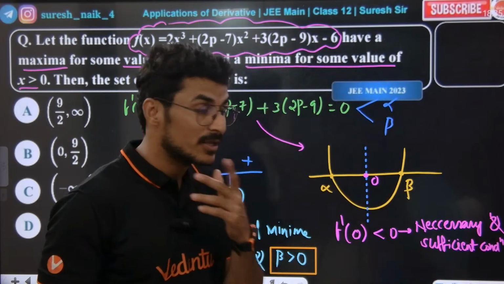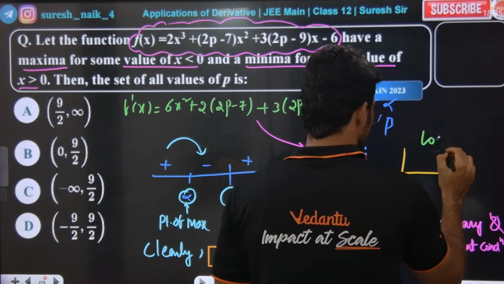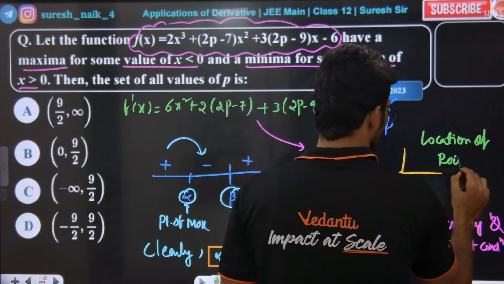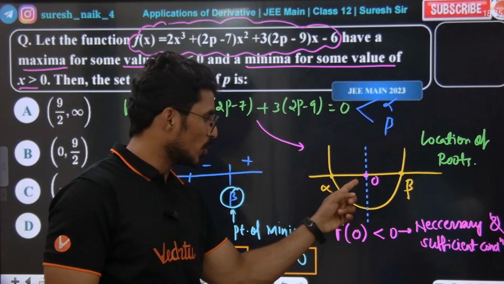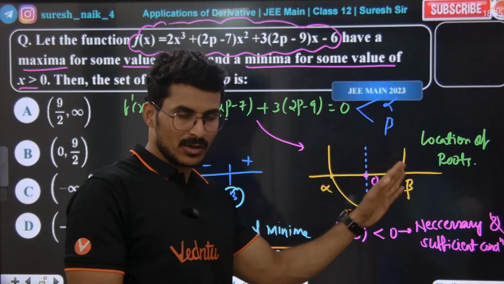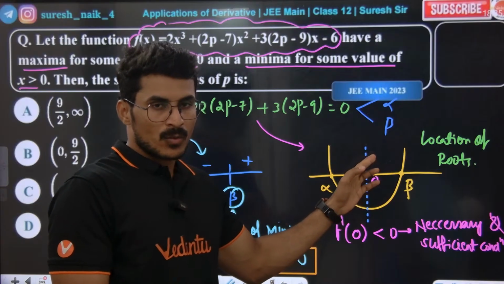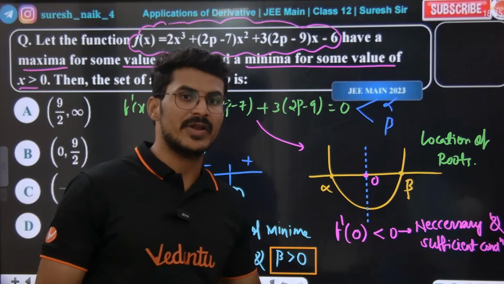Necessary and sufficient condition. This concept is what? Location of roots concept. This is basically from the location of roots concept, where some value k lies between the two roots. What is between the two roots here? 0. So the necessary and sufficient condition is f dash of 0.